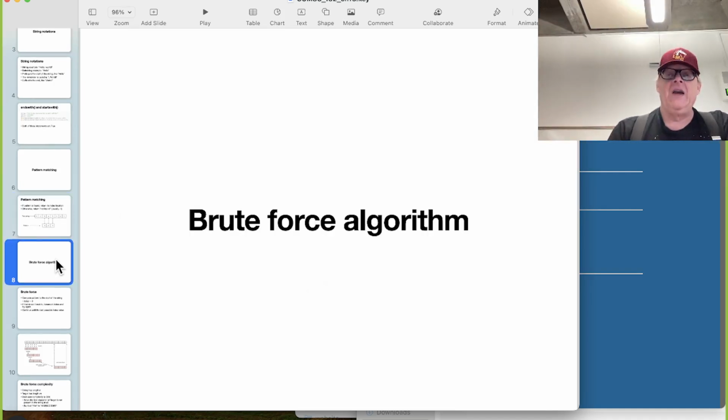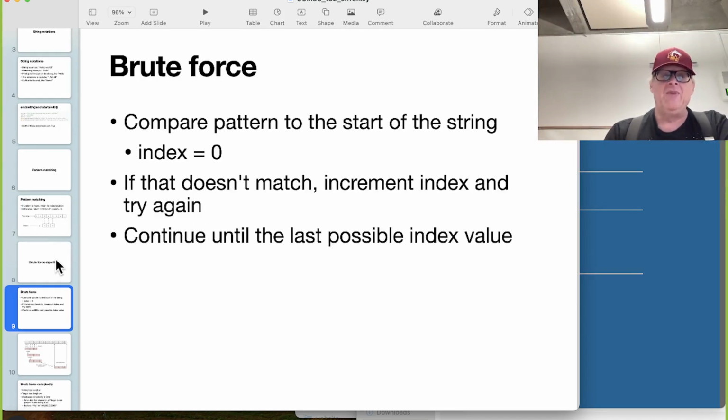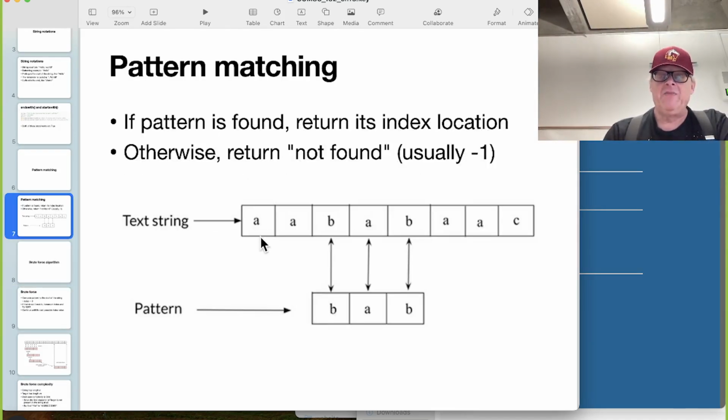And of course, the simplest thing is just a brute force algorithm. What I just did there, put it in the first place, compare every element, or at least compare until you find a mismatch, then you don't really need to go any further. Then move it over 1, try again, move it over 1, try again. That's the brute force algorithm.